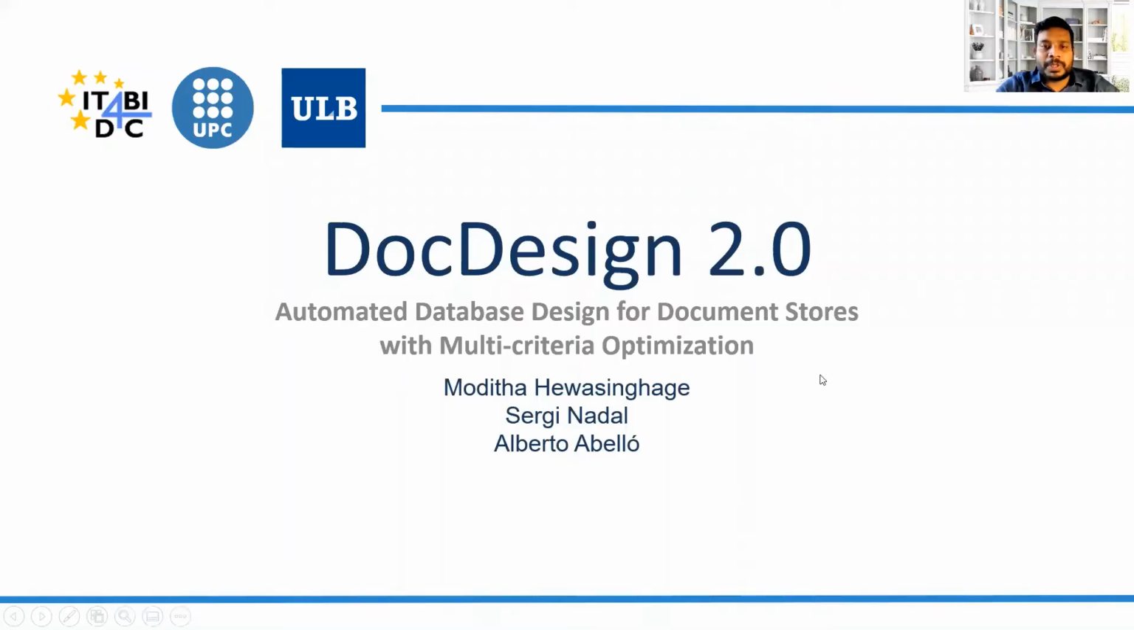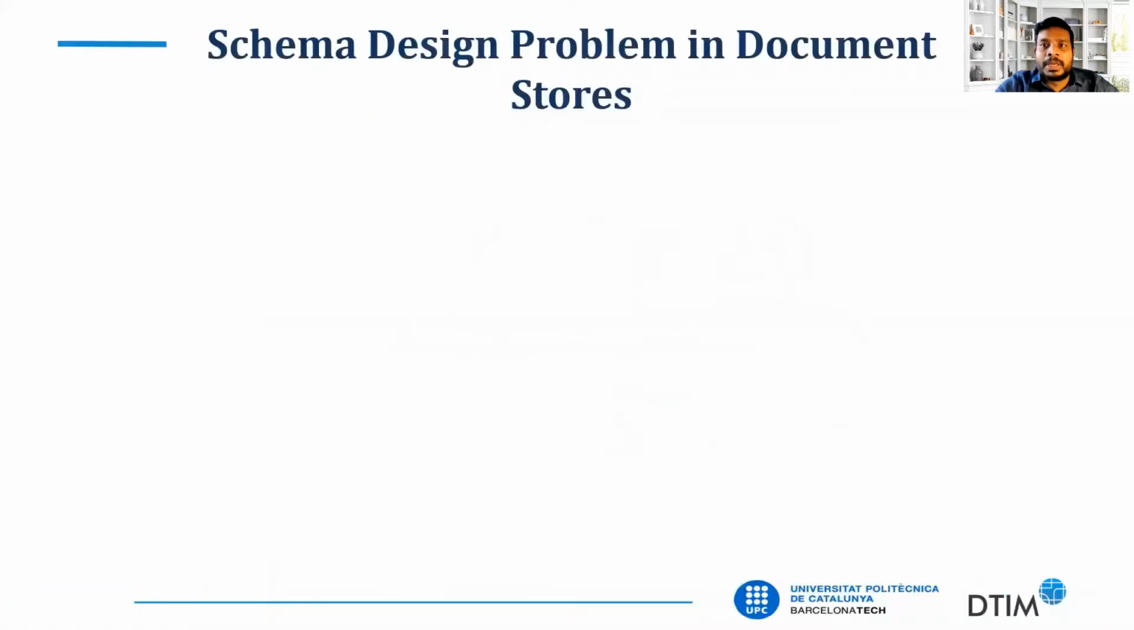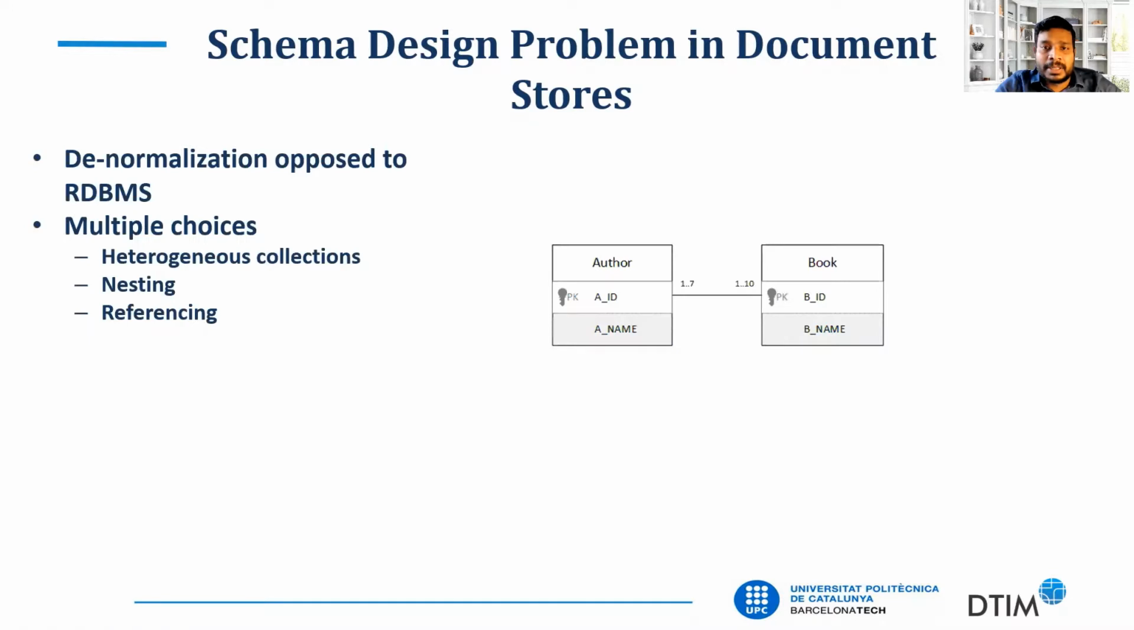Hello everyone, we're going to present to you Doc Design 2.0, an automated database design solution for document stores using multi-criteria optimization. When it comes to the schema design problem in document stores, the main thing, as opposed to traditional relational database management systems, is that denormalization is encouraged. And you have multiple choices in a document store in terms of nesting, refactoring, and even the ability to have heterogeneous collections.